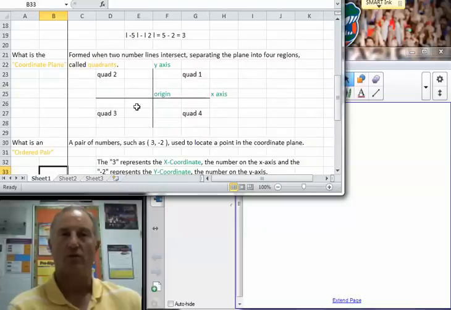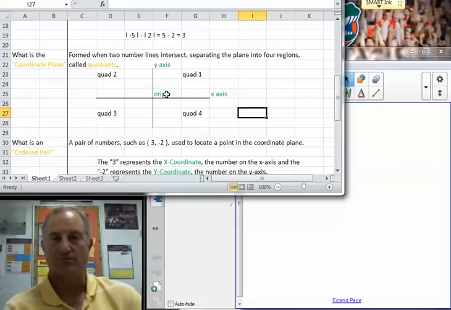What is the coordinate plane? The coordinate plane is formed when two number lines intersect, separating the plane into 4 regions called quadrants. You have your y-axis and your x-axis. We number the quadrants 1, 2, 3, 4 counterclockwise. Where they intersect, we call that the origin. That's the point 0, 0, the origin right there.